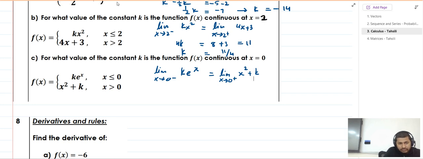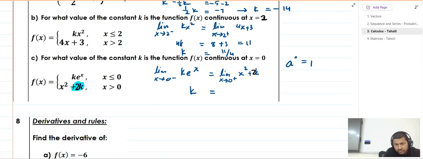One second, let me just correct this. Looking at the function, it should be 2k here. Make it 2k. Now we solve this problem here. Substitute 0 inside here. If I substitute 0 in the place of x in e to the power x, anything to the power 0 is always equal to 1, so we just have k.